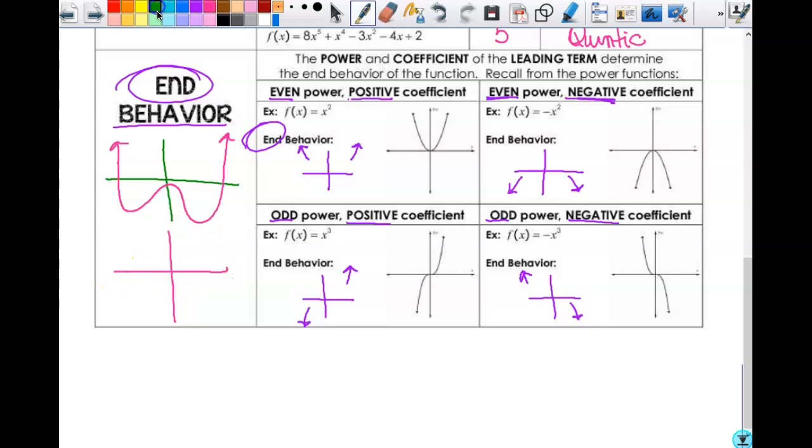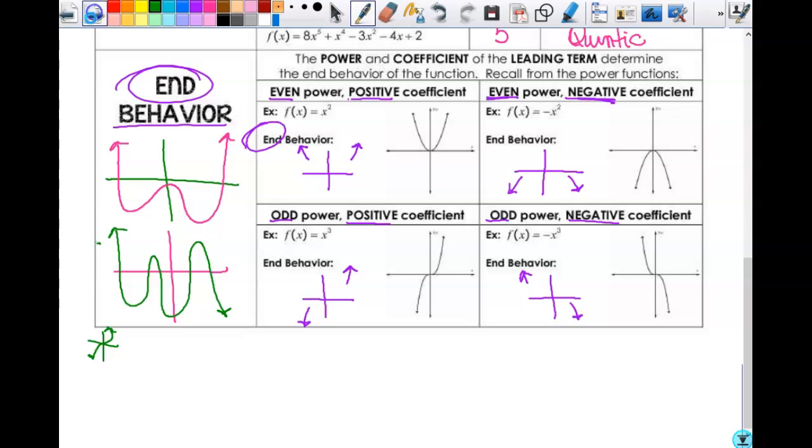If I give you a graph that looks like this, okay, then the ends are opposite, which means it's an odd power. And since we know that a cubic goes like this, and this is the reflection of it, this is up, down instead of down, up, this would be an odd power with a negative leading coefficient. Right? Those are some of the kinds of things we're going to be looking at here.